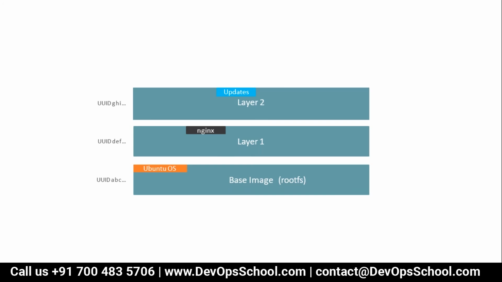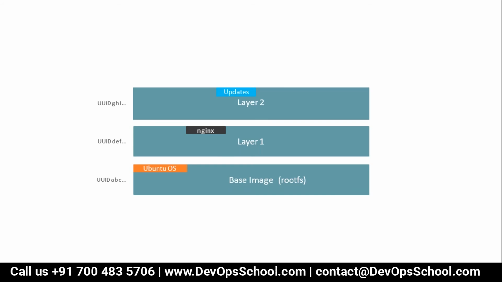So each layer is identified by a unique ID from the SHA-256 algorithm. Each layer, remember, each layer is a file system, we call it a layer, and each layer has certain files and directories. And how can you identify it? It's assigned a UUID. Let me tell you, this UUID is assigned by the SHA-256 algorithm, and this is a universally unique ID.